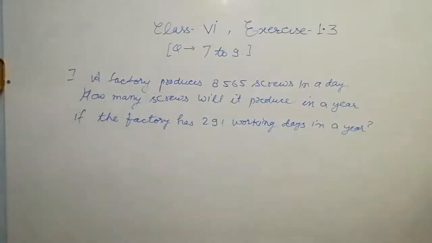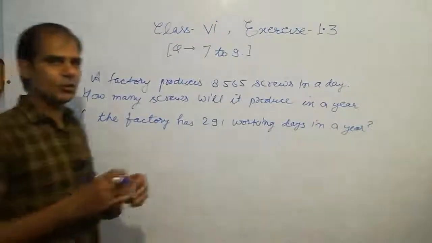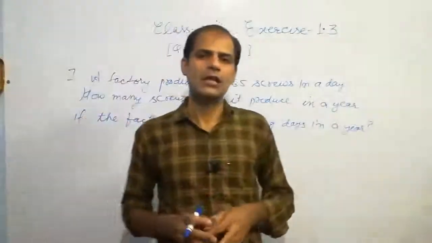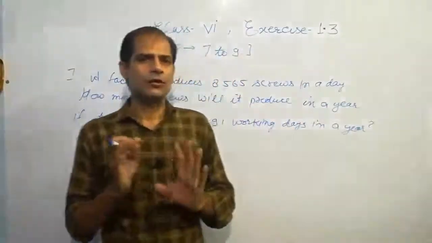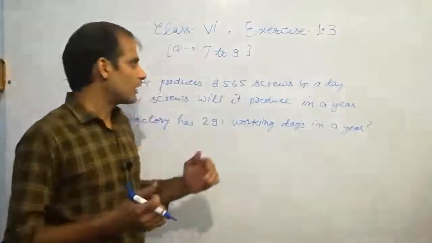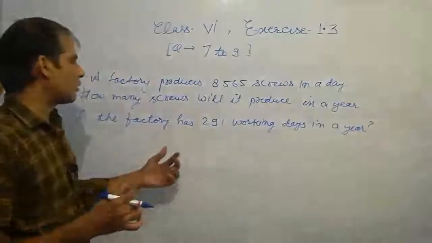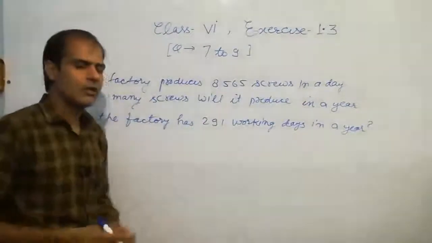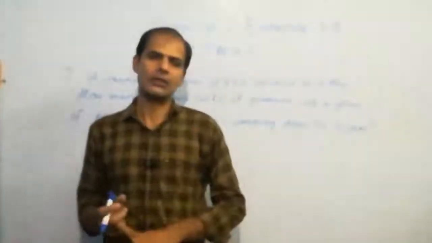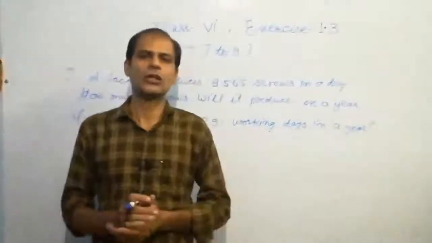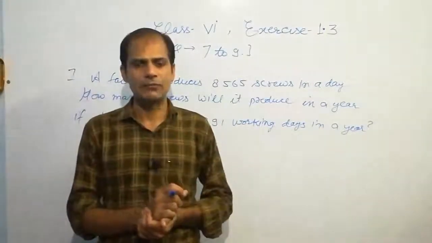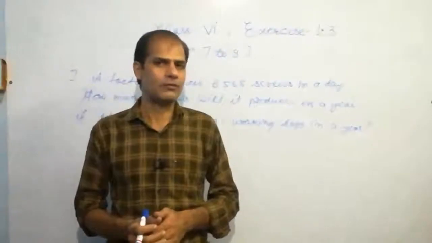Okay, so the number of screws produced in a day are 8565 and there are 291 working days in a year. So how many screws are produced in a year? It means this is the case of multiplication, because the information about one day is given and asked about many days. Whenever the information about one is given and asked about more, you always have to multiply, and in the reverse condition you have to divide.